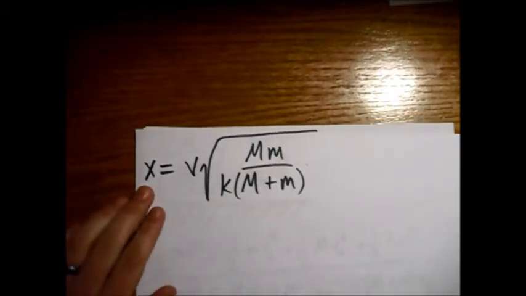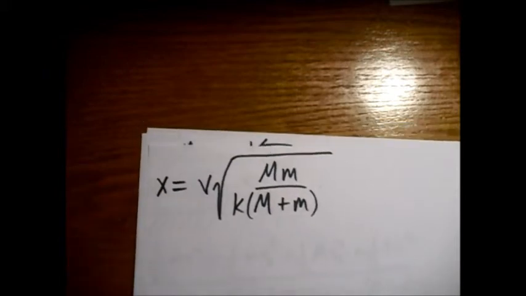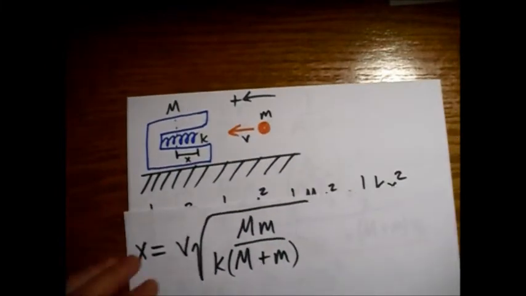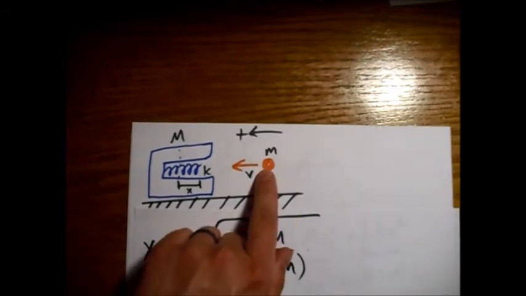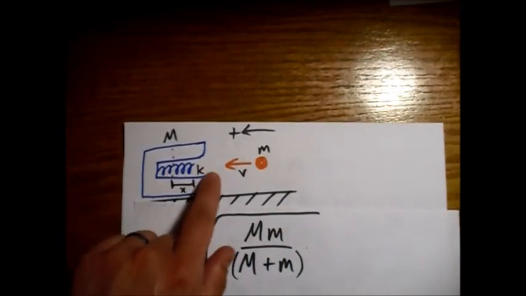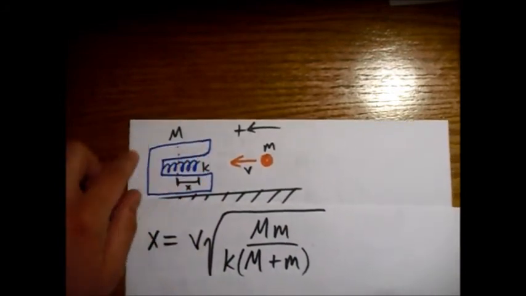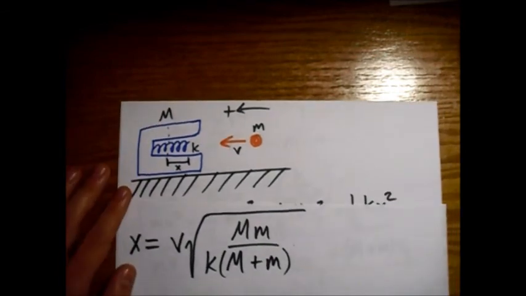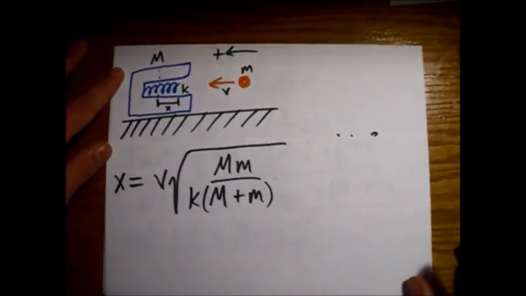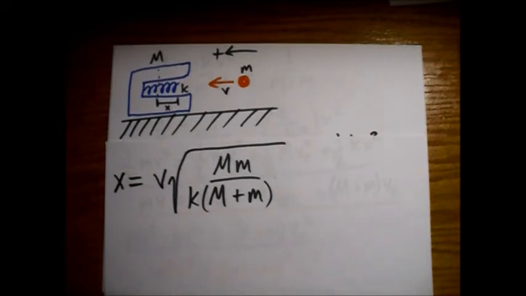So this is the maximum displacement that the spring will compress as this mass is shot into the hole drilled into this larger mass, all on a frictionless plane. So next time you run across this situation, you'll know just what to do when you're out in the world and you see this thing happen.